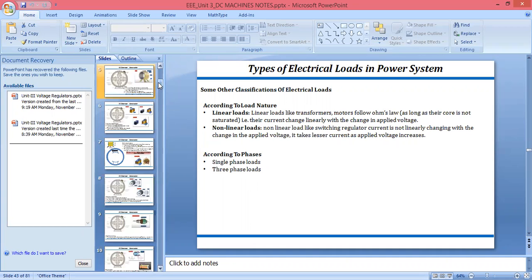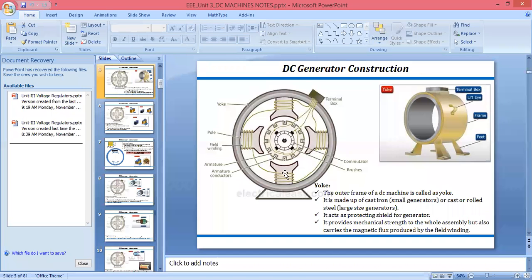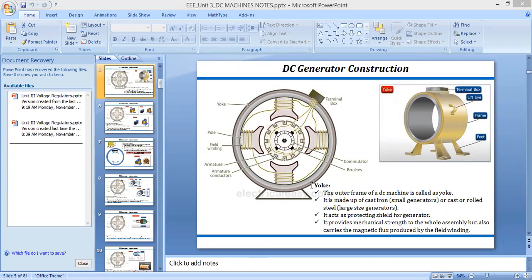Then we have studied about the constructions of the DC motor and DC generator. Both are having the same constructions. It means DC generator and DC motors have the same general constructions. Both are having the outer covering that we are calling as a yoke.